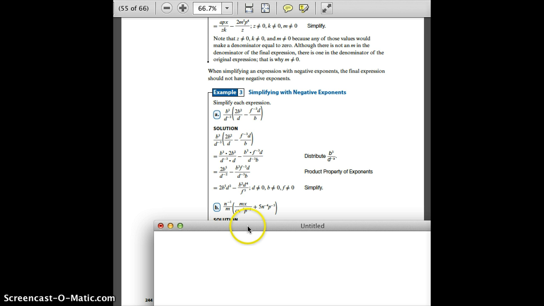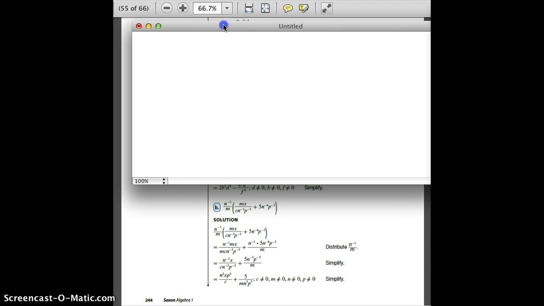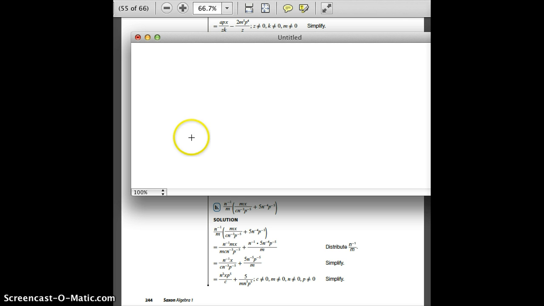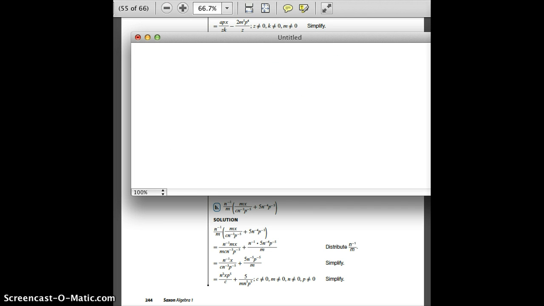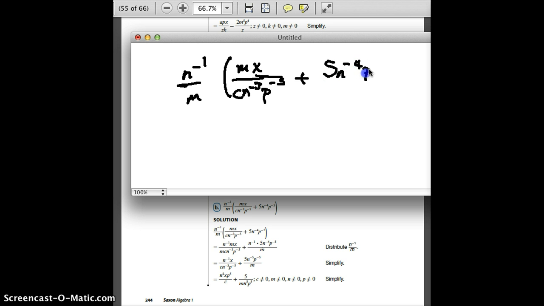I'll do this one here. You can see the answer, but I'll do it here. I just want you to be able to see it. So we have n to negative 1 over m times mx over cn to the negative 3 p to the negative 5, plus 5 n to the negative 4 p to the negative 5.